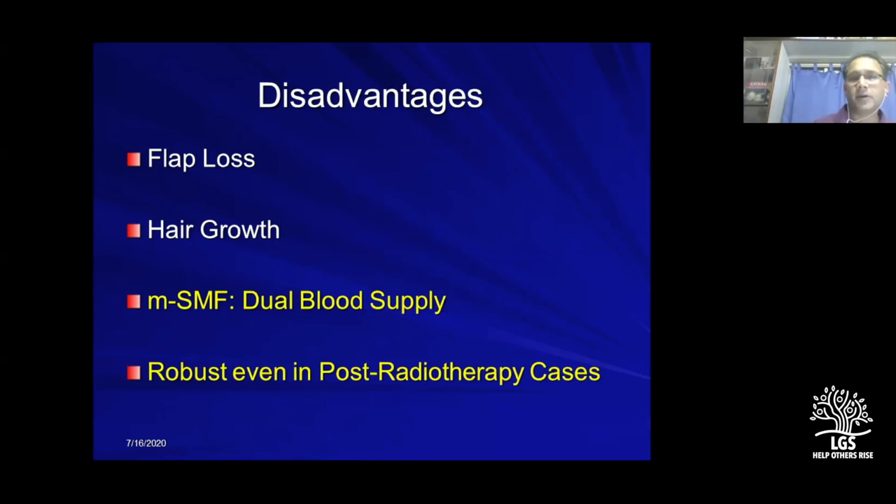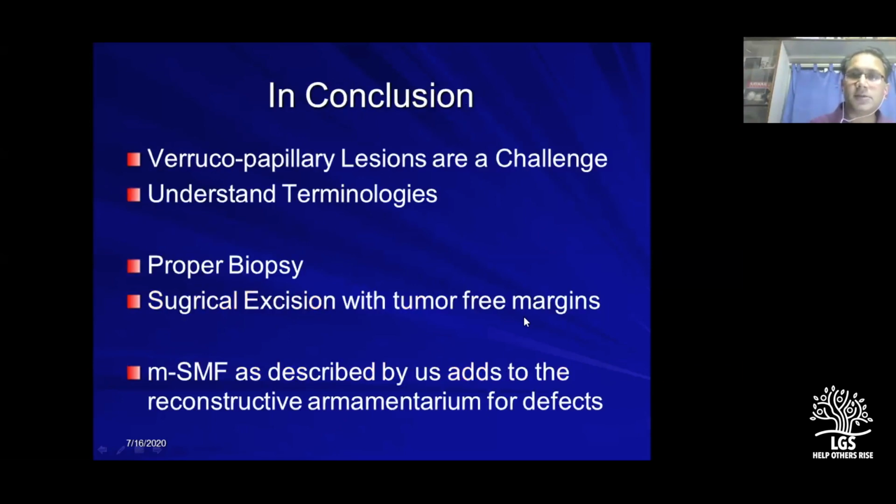As I said, there is a dual blood supply in our technique, and even in post-radiation therapy in a couple of cases, we have tended to use the submental flap. So I think I would conclude this talk.